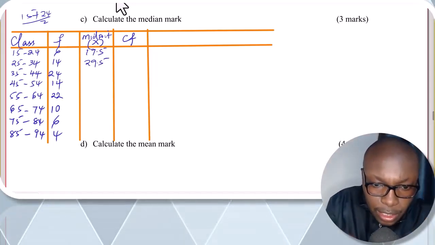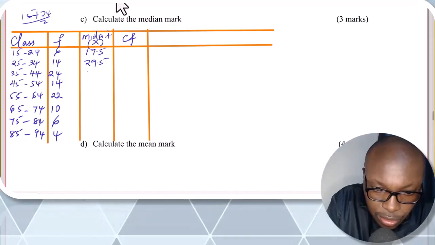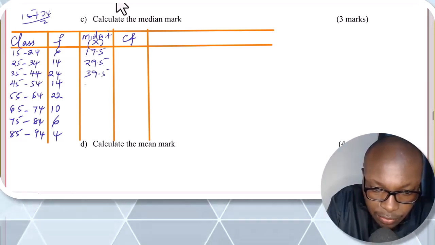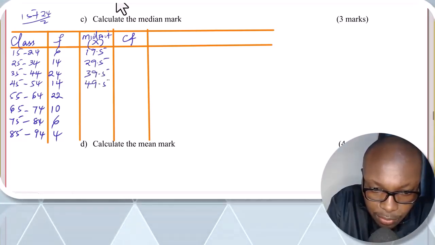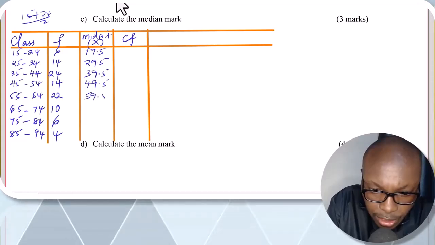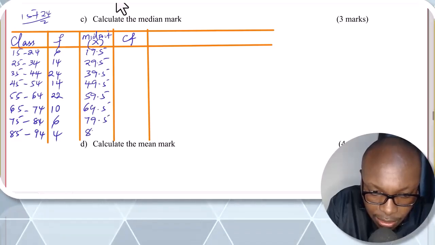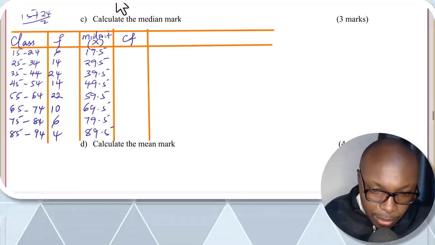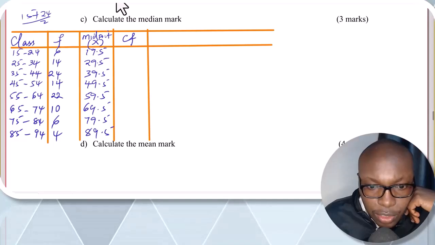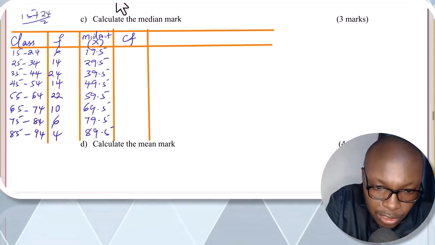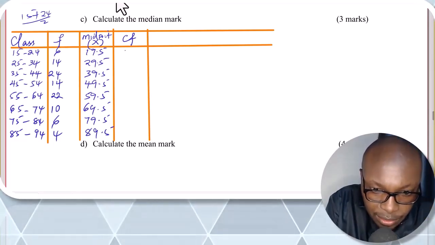Then the other one, you actually work the same. So this other one will be 39.5. The other one will be 49.5, 59.5, 69.5, 79.5, and 89.5. Those are the midpoints. Then the cumulative frequency. So the first frequency is 6.